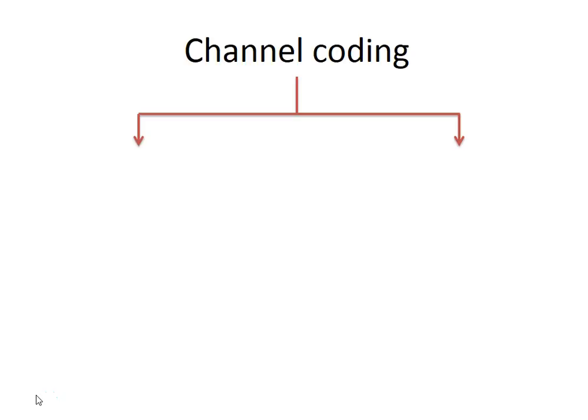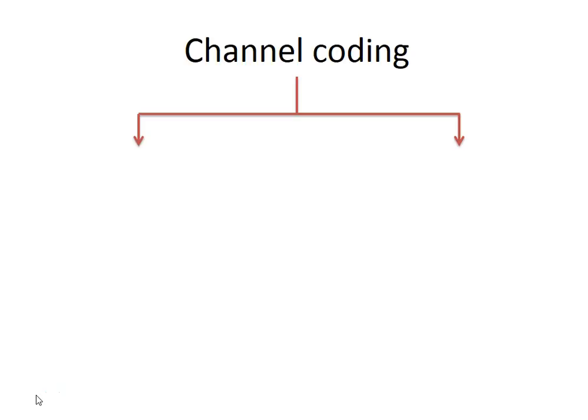Now I will talk a little bit about channel coding. Channel coding refers to the class of signal transformations designed to improve communications performance by enabling the transmitted signals to be more reliable, even though affected by various channel impairments such as noise, interference, and fading.